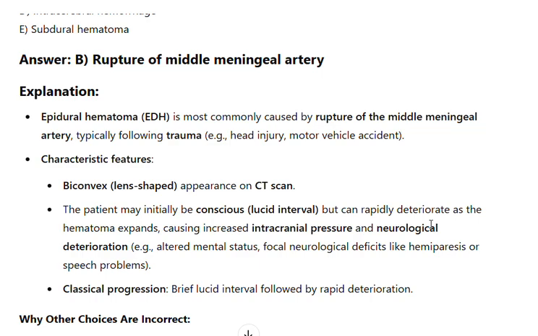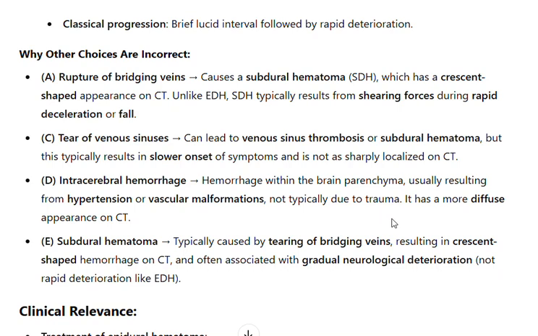Why other choices are incorrect? A. Rupture of bridging veins causes a subdural hematoma, SDH, which has a crescent-shaped appearance on CT. Unlike EDH, SDH typically results from shearing forces during rapid deceleration or fall.